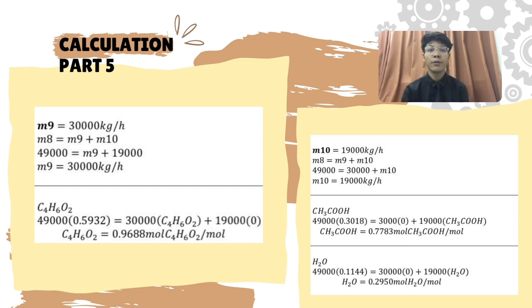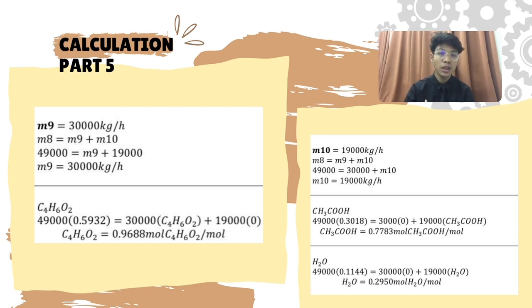After that, we move to M10, which is water and acetic acid. We move to the water first. For the water, we can use 49,000 multiplied by 0.1144 equals 30,000 multiplied by 0 plus 19,000 multiplied by x. After we calculate, we will get 0.2950.